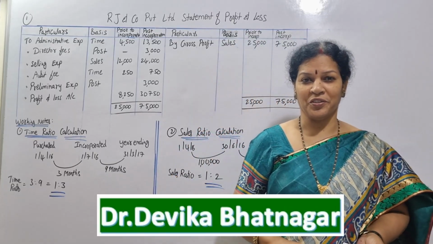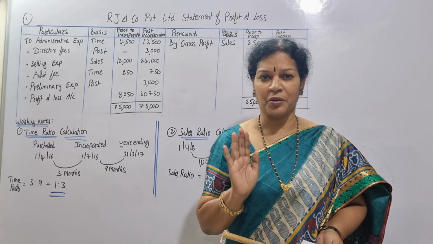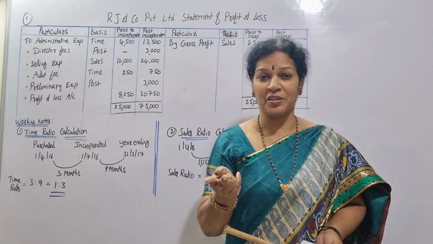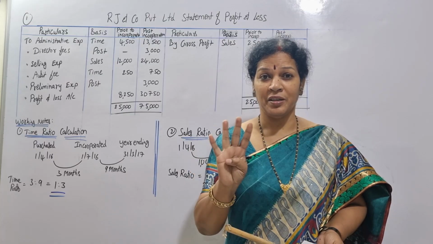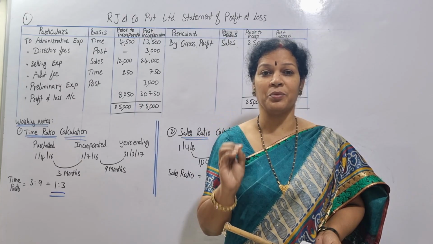Profit prior to incorporation. This introduction I gave you, did you follow? Few points you have to remember: allocation of expenses, whether it is on time basis or sales basis, post or pre. So these four columns, did you prepare? Are you thorough? Then only come to this problem.